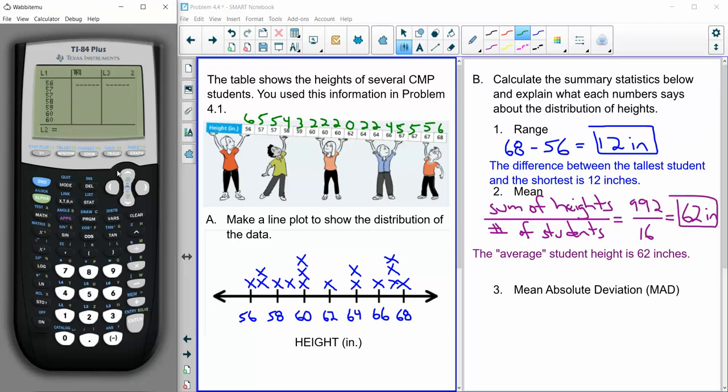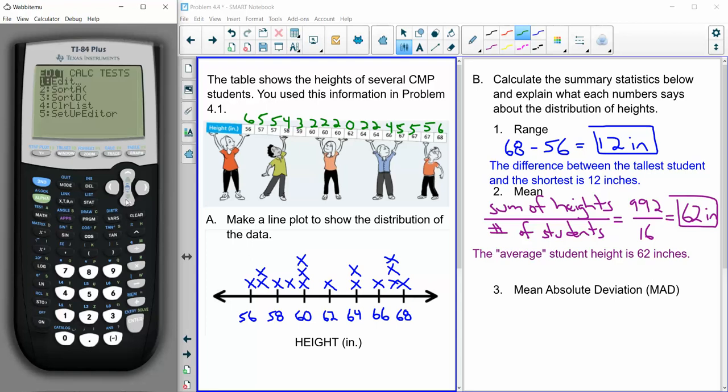How about this? Let's go up to L2. Actually, I'm going to do math, number, option number 1 is the absolute value. I'm going to do the absolute value of whatever is in list 1. So I hit 62 minus whatever is in list 1. So the absolute value of the mean minus the data. And there's all those numbers.